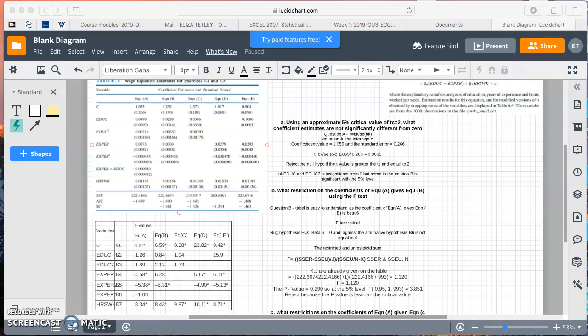Question 3, A, B and C. So starting with question A, using an approximate 5% critical value of tc equals 2, what coefficient estimates are not significantly different from 0? So we're just going to get the values from the table that we were given.